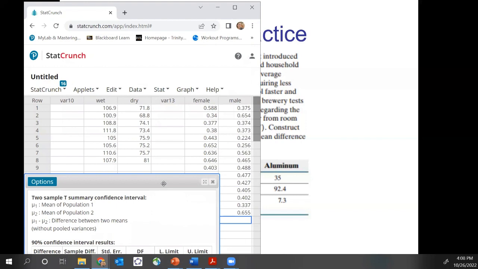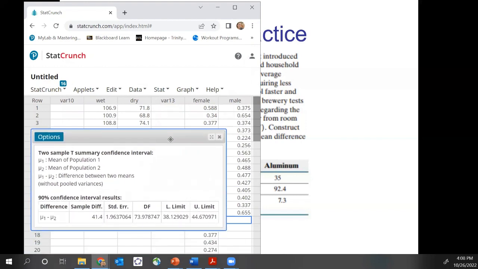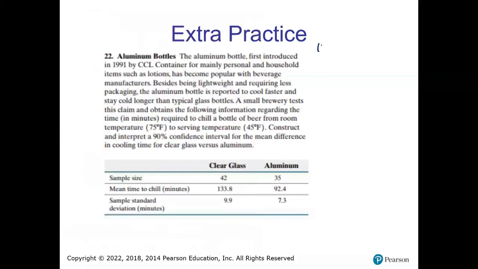And again, we're always looking to see if they're both positive or both negative, or one is more or less than the other one. We look here, the interval 38.13 to 44.67. Okay, they're both positive, and the way we entered them is we did glass first and aluminum second, and the result was positive. So positive means the first one is larger than the other by this much.